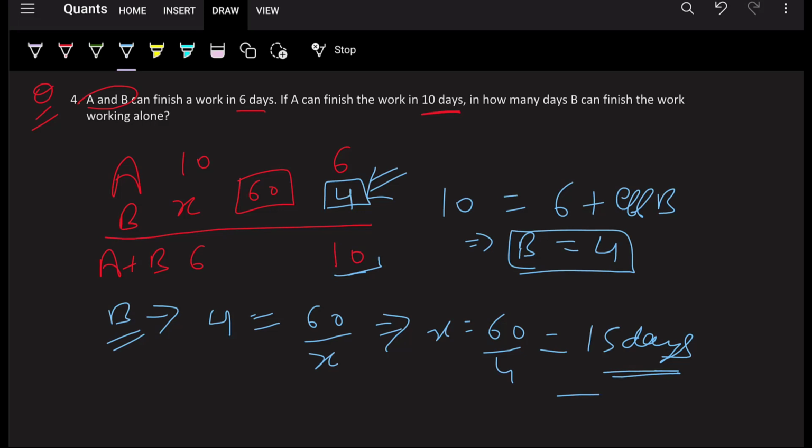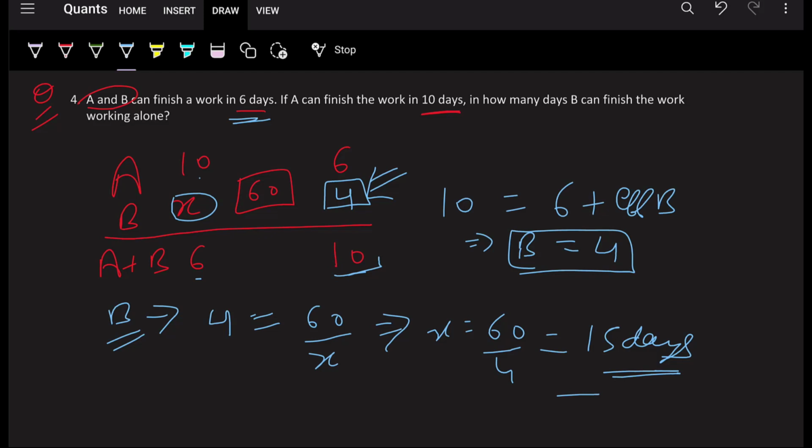So again, let us understand this, that we will create the table. So for A it is given 10 days, and for B let us assume B takes X days to complete it, and for A plus B it is given 6 days. Okay. Now I have taken the whole work as the LCM of 10 and 6 because this data is given, so I will take 60 as the LCM.